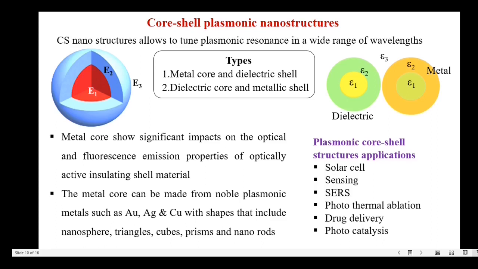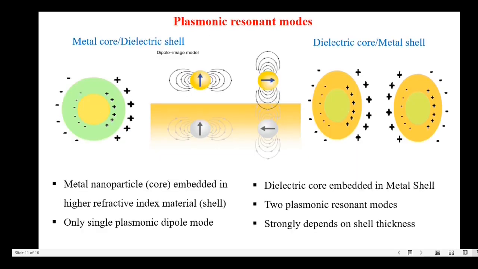The different plasmonic core-shell nanostructure applications are listed here: solar cell, sensing, surface enhanced Raman spectroscopy, photothermal ablation, drug delivery, and photocatalysis. Now we are going to see the plasmonic resonant modes of core-shell plasmonic structures. Let's take the example of a metal core and a dielectric shell. In this case, the plasmonic oscillation of metal nanoparticles interacts with the polarization charge oscillation of the dielectric material under the irradiation of light through Coulombic interaction.